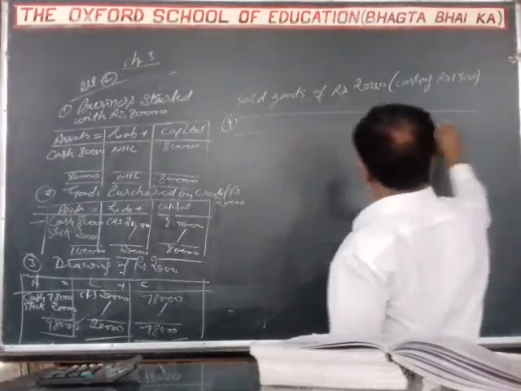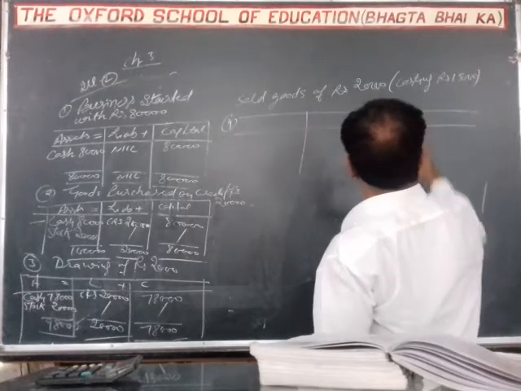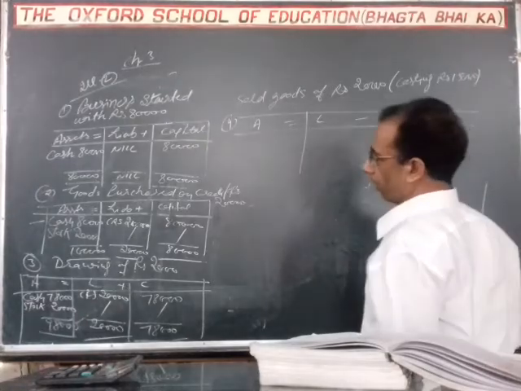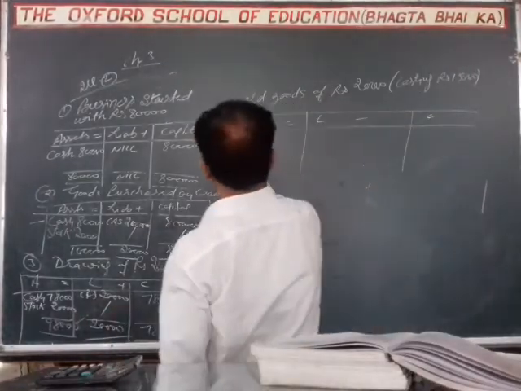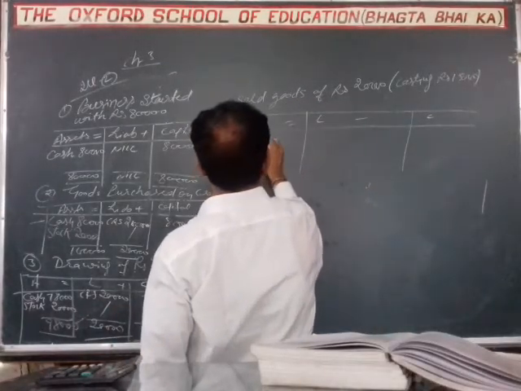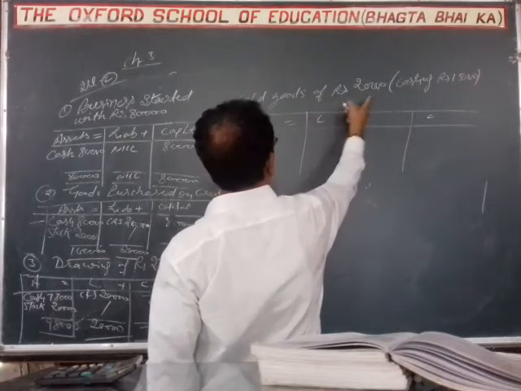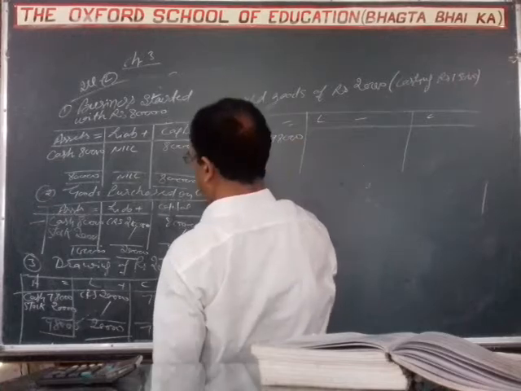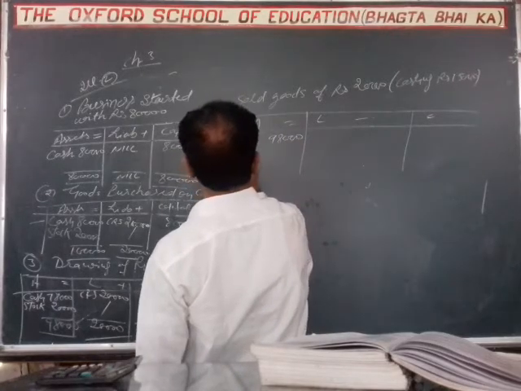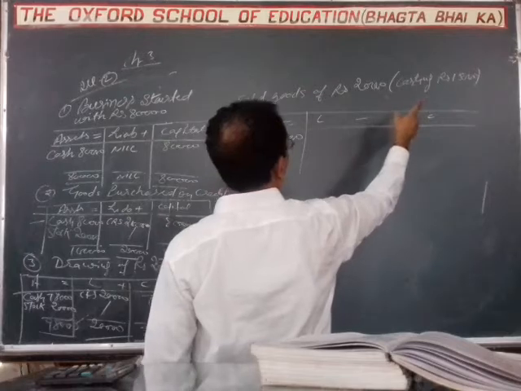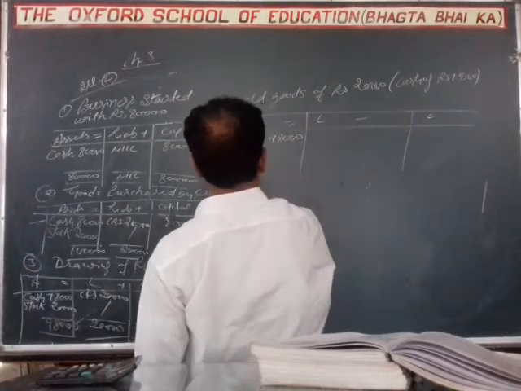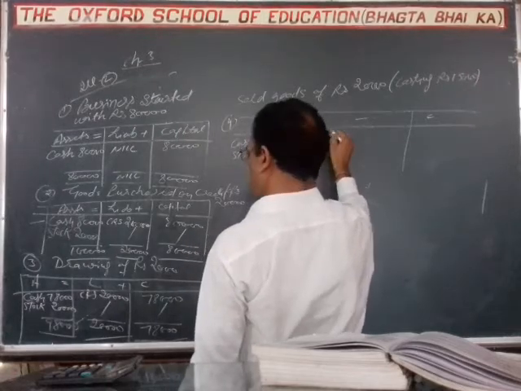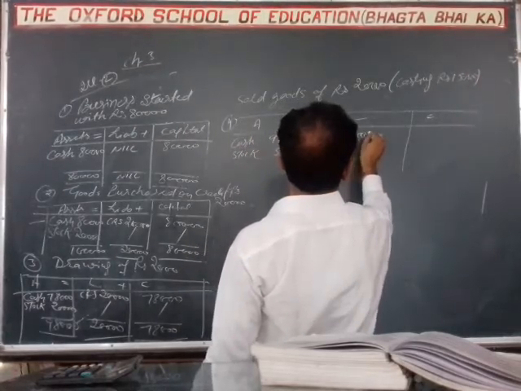So let me draw the table. Assets is equal to liability plus capital. The last cash is 78,000. 78,000 last cash plus 20,000, now cash is 98,000. Right? Stock is 20,000, but 15,000 stock has already gone from the business. So the remaining stock is 5,000. Creditor remains the same. There is no change.